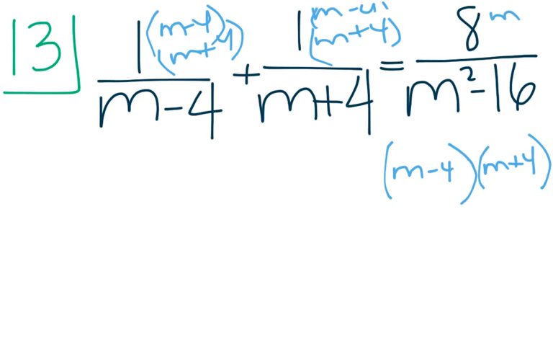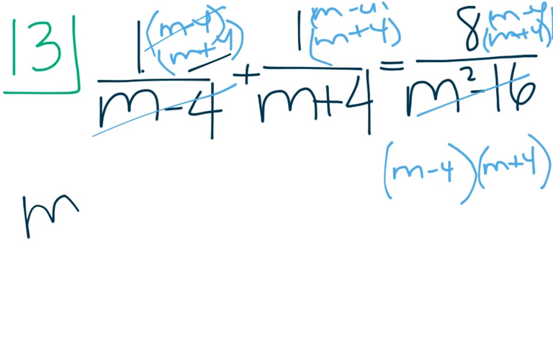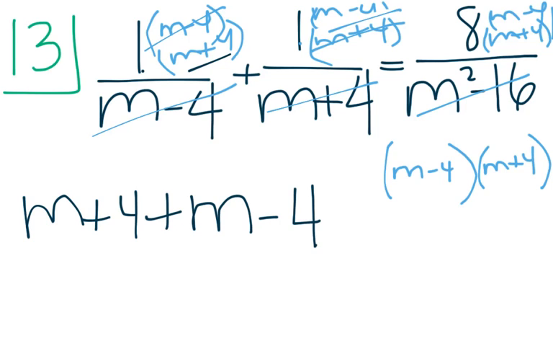Okay, and then this too. Okay, so this and this cancel out, so what we have left of this fraction is 1 times m plus 4, which is just m plus 4, plus, and then m plus 4 and m plus 4 cancel out, so now we have 1 times m minus 4, so we're going to say m minus 4 equals, and in this third fraction, m minus 4 and m minus 4 cancel out, and m plus 4 and m plus 4 cancel out. So all we're left with is 8.